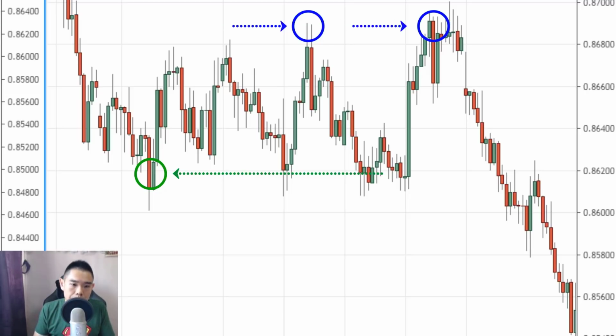Then over here, another example: let's say you went short on this false break. You might have taken a portion off at this low, and when the market breaks down lower, you still have that remaining 50% to ride the next wave down lower.